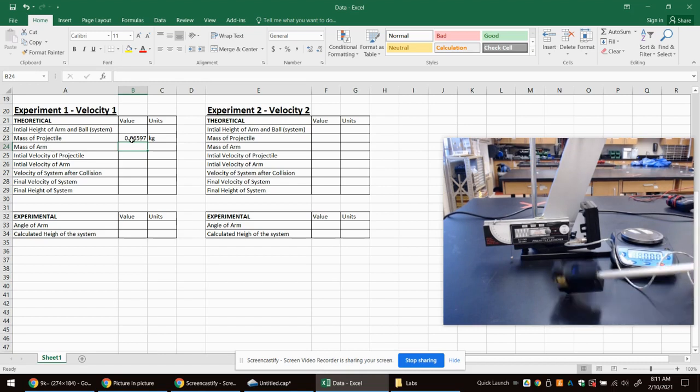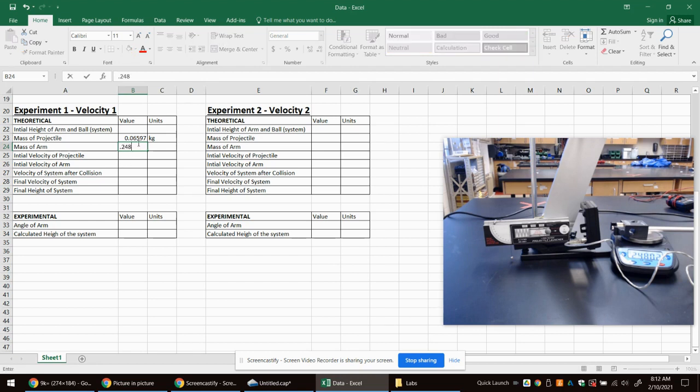The arm's mass, this is the arm, and you'll see how that works, is 248.02 grams. So 0.24802 kilograms. Now the mass of the projectile and the arm are going to be the same in both of our trials. So I've just copied those over.